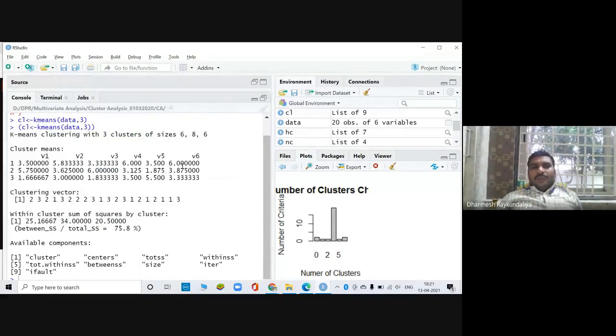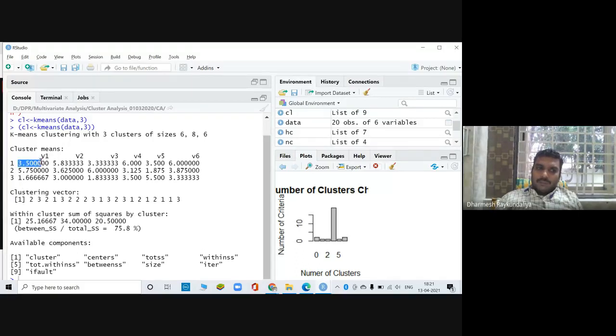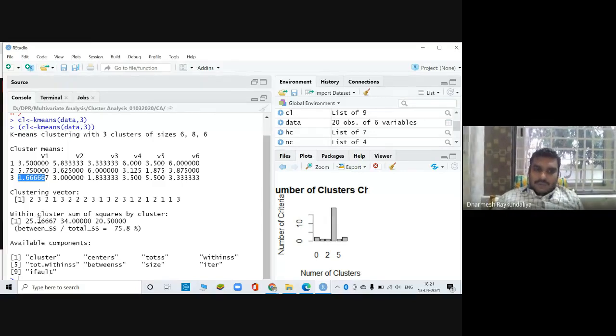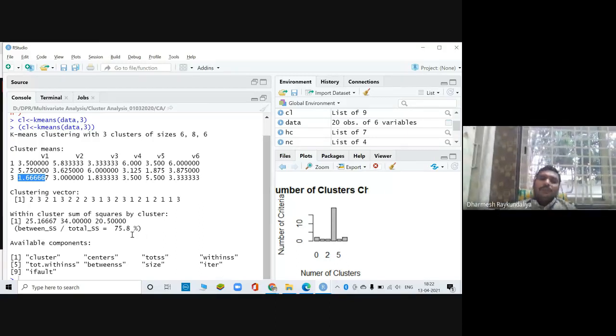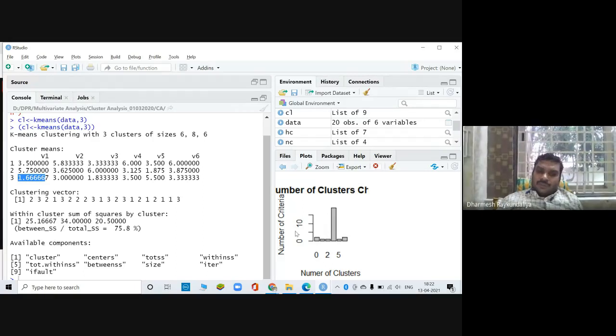So how many variables are there? 6 variables. How many clusters are there? 3 clusters. This is the mean of first variable in the cluster 1, mean of second variable in cluster 1, mean of third variable in cluster 1. Similarly, this is the mean of the second variable in cluster 1, cluster 2, cluster 3, likewise. And these are the clustering solution. This is nothing but within variance in the cluster 1, within variance in cluster 2, and within variance in cluster 3. And what is the ratio between the two totals? It is 75.8%. That means it is making the clustering of 75.8%. Okay.